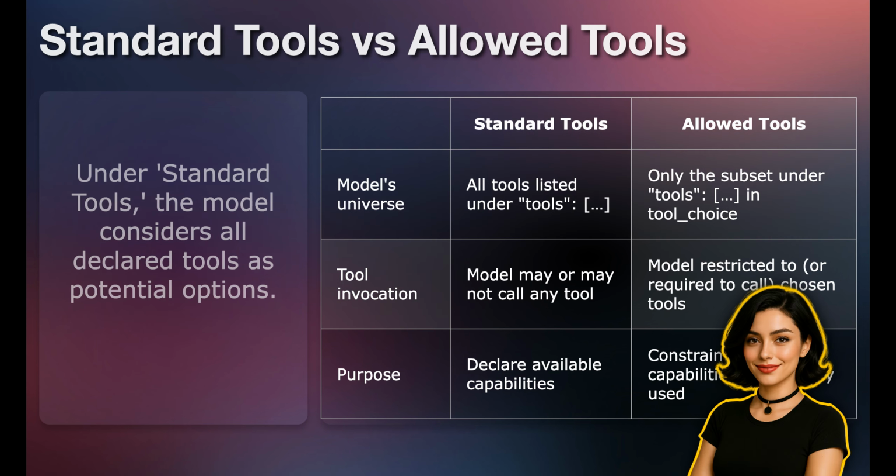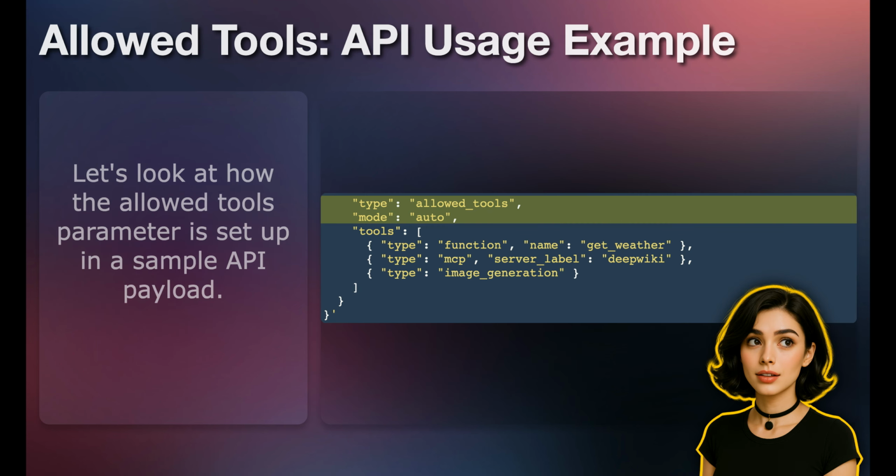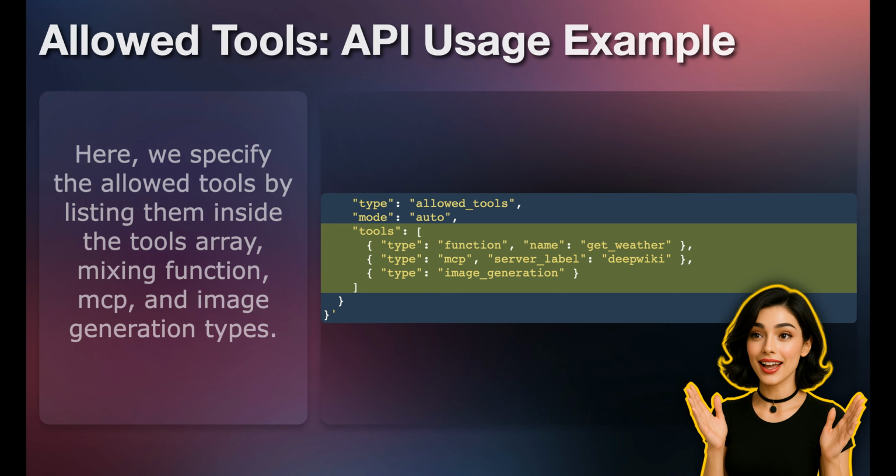Under standard tools, the model considers all declared tools as potential options. With allowed tools, you can restrict or require the model to invoke only selected tools from your toolkit. Let's look at how the allowed tools parameter is set up in a sample API payload. Here, we specify the allowed tools by listing them inside the tools array, mixing function, MCP, and image generation types.